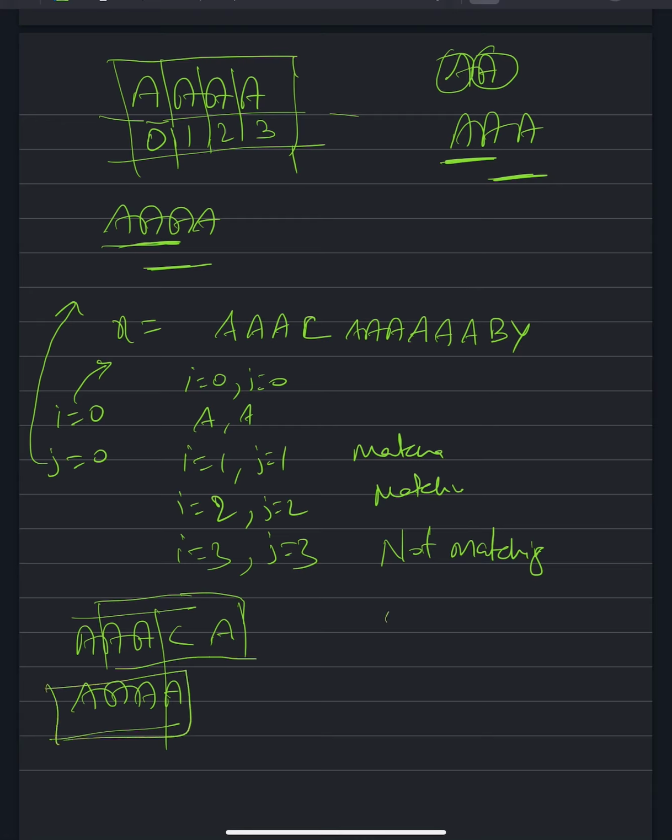Now our input is AACA and the pattern is AAA, four times A. So in brute force, again we should start from I equal to 1 and J equal to 0. But since we are optimizing it, we will not do this. Now here, this LPS, largest prefix suffix, will come to help. See, this is a pattern.